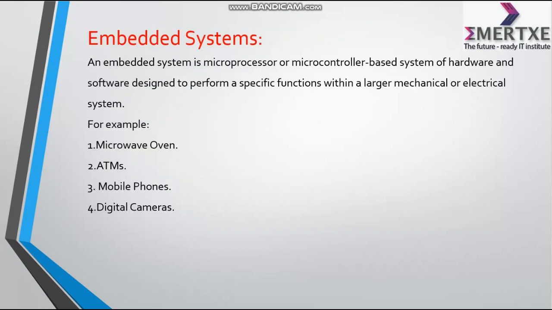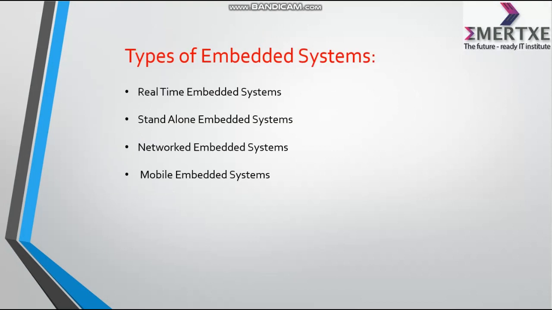Embedded systems. An embedded system is a microprocessor or microcontroller based system of hardware and software designed to perform a specific function within a larger mechanical or electrical system. For example, microwaves, ATMs, mobile phones, and digital cameras. Types of embedded systems. We have four types: real-time embedded systems, standalone embedded systems, networked embedded systems, and mobile embedded systems.